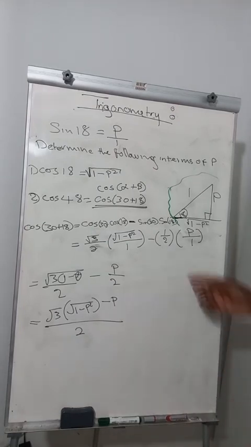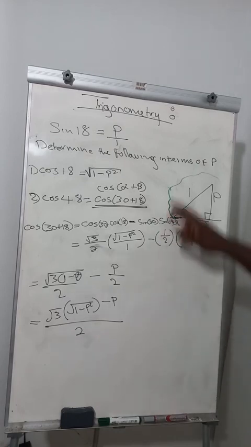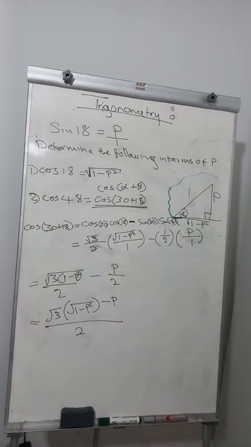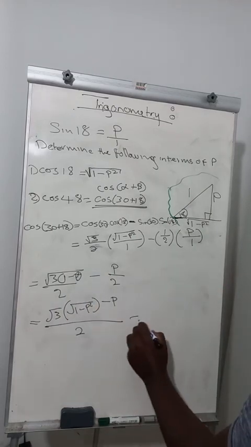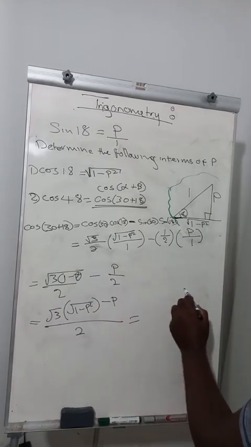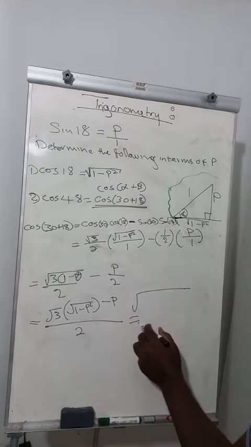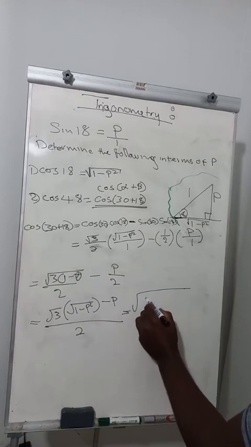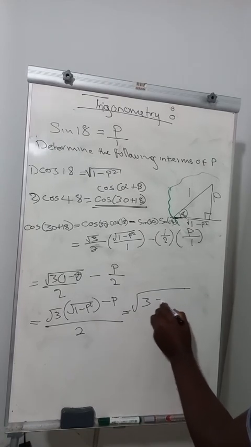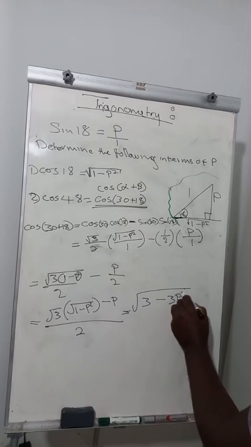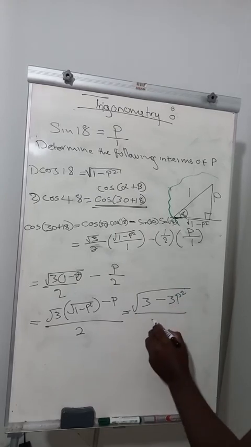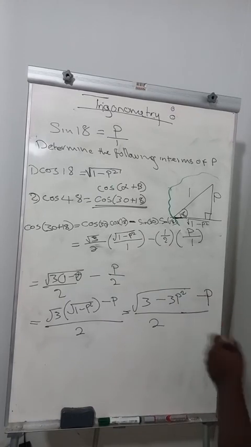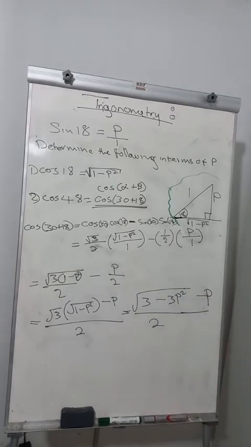So here, why am I saying this is your final answer? Because here they said write this thing in terms of p. And I do understand that others can try and write this as their final answer: 3 minus 3p squared, all divided by 2, and then minus p here. It's still the same.